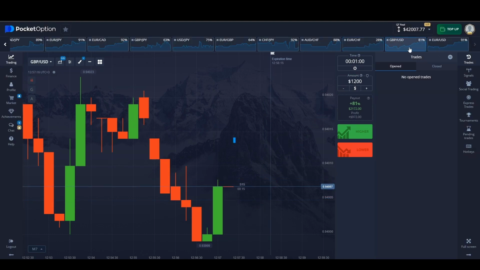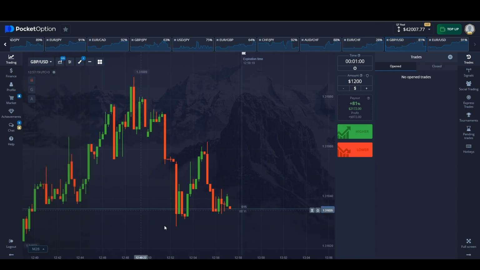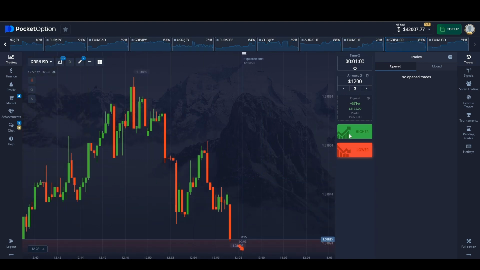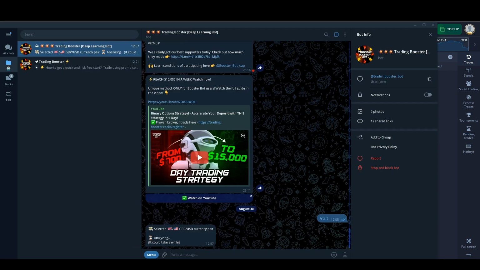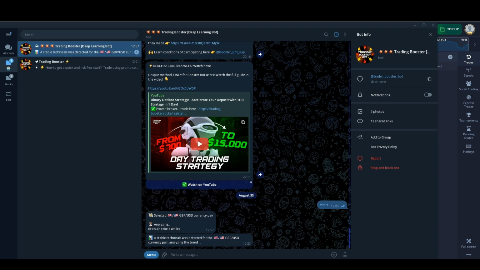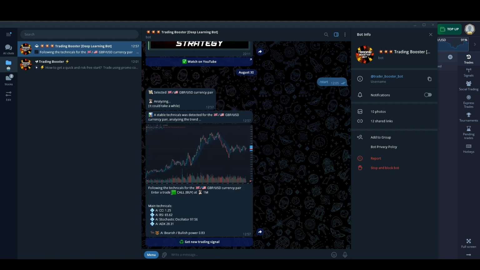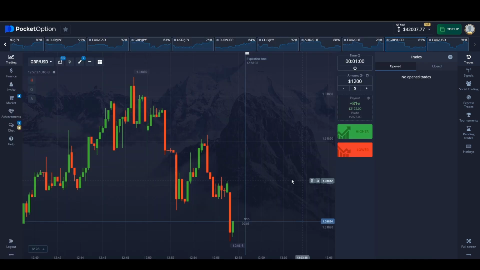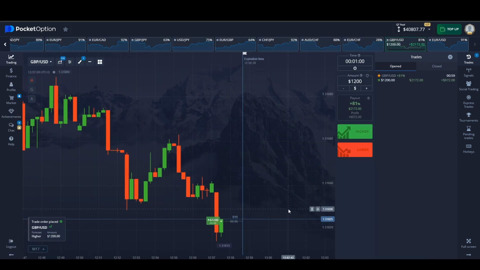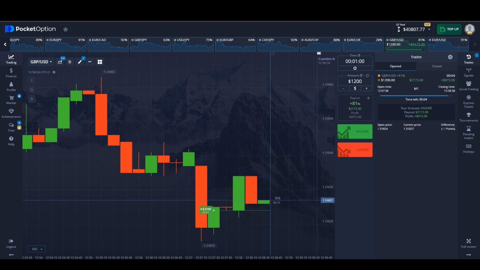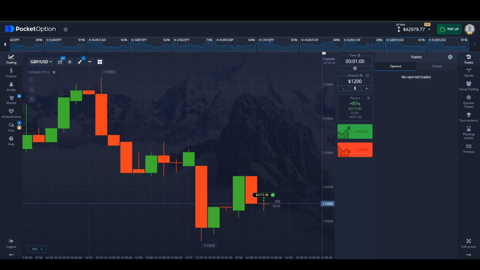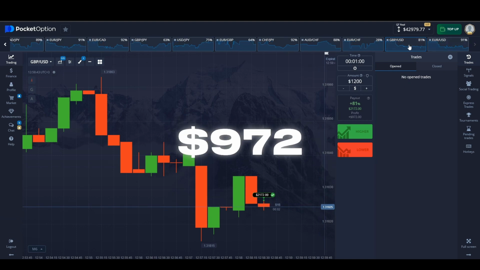Now I will look at the neighbor, the British pound, the dollar. Here is already heavier, more difficult to analyze the movement. I'll select this currency pair in the bot, also 1 minute expiration. And now I get a buy signal. I immediately open a buy trade and observe this movement. As you can see, it was already a very risky trade, but accordingly the payout on this currency pair is even greater.